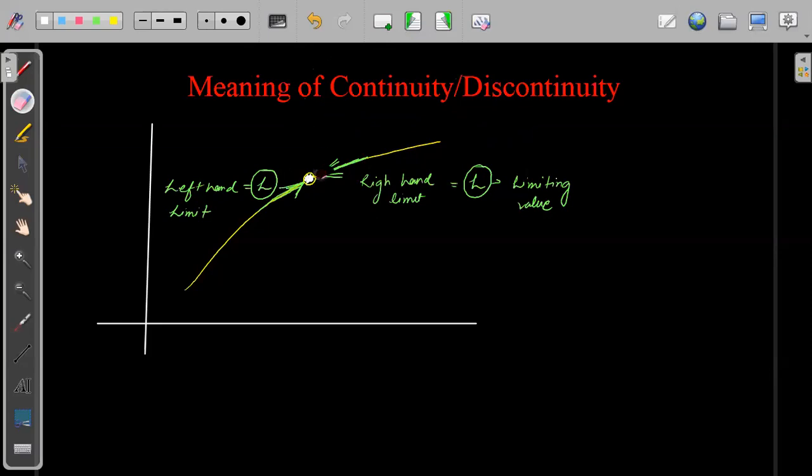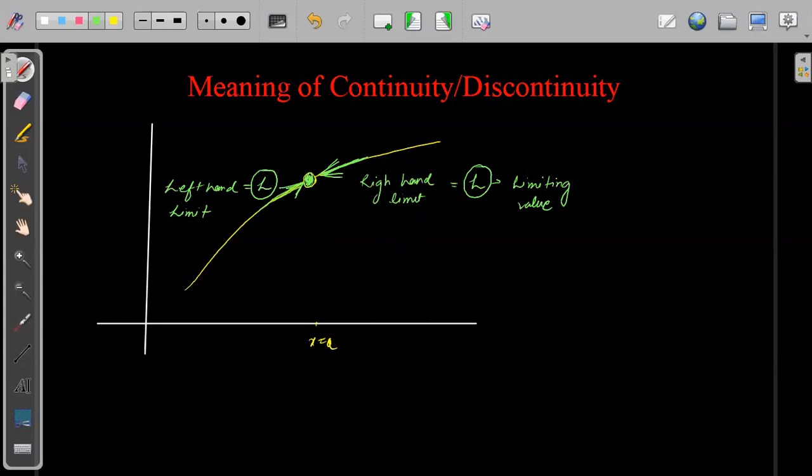Now suppose the value of the function at x equals a is also equal to the limiting value. Then from the right hand side it is approaching the same value, from the left hand side it is approaching the same value, and at x equals a it is getting the same value. So then we'll say that the function is continuous. Understood? Abhishek, did it make clear now?